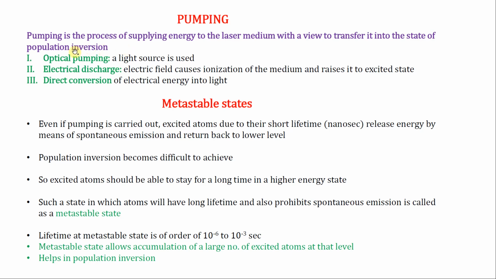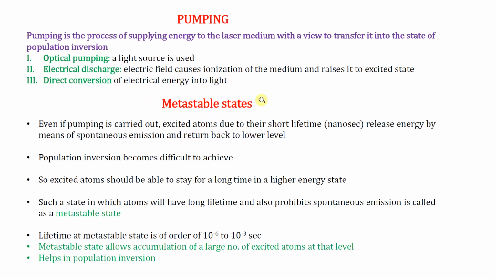It can be done in three ways. First is optical pumping, where you make use of a light source. Next is electrical discharge, where you apply an electric field and cause ionization of the medium, and that can result in an excited state. And the third one is a direct conversion of electrical energy into light.